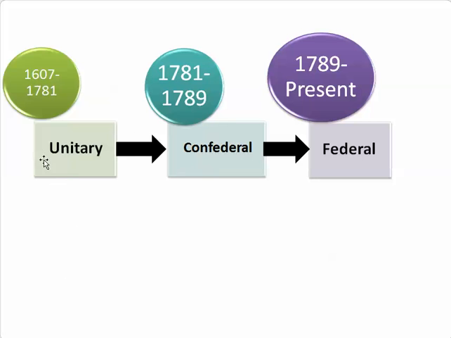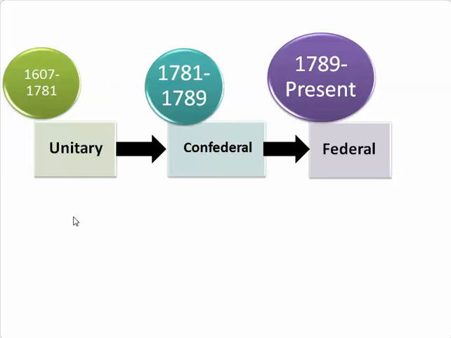What was it? King and Parliament is the unitary government, central part of it. And then we're going to find that the United States changes in 1781 when we adopted the Articles of Confederation, and that's going to last until 1789. We're going to have a confederal system of government. And then with the adoption of the United States Constitution, from 1789 to the present, we're going to operate under a federal system of government.